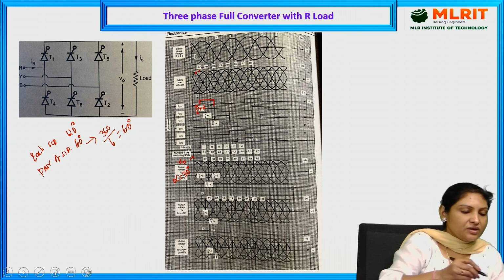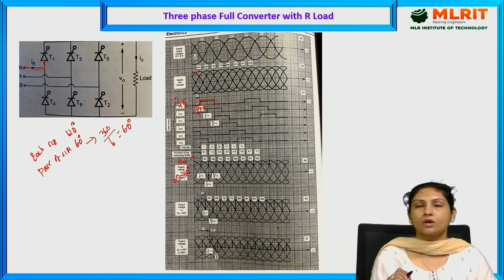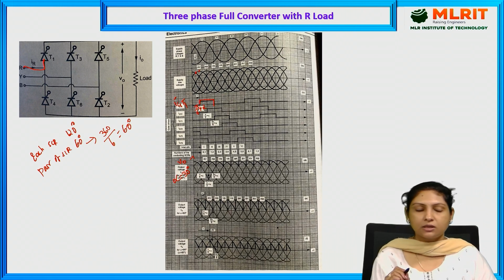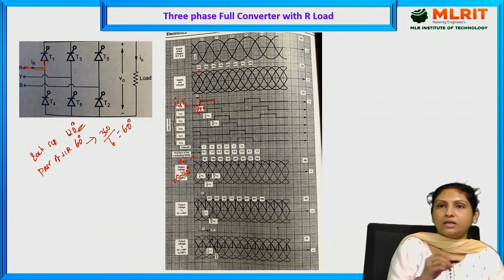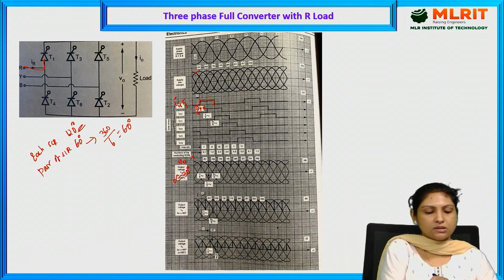This is the R phase, connected to thyristor 1, and this is the triggering pulse for IG1. How long have we provided the triggering pulse? For a period of 120 degrees. Each thyristor will be conducting for a period of 120 degrees, that is 60 plus 60, 120 degrees.